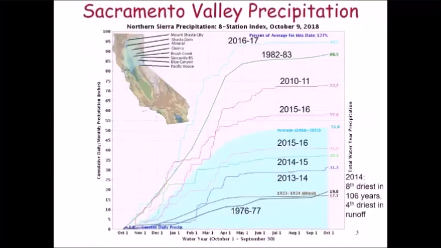This shows the water variability in California over time. Some of you will know this is the precipitation in the Sacramento Valley over the water year, accumulating from October 1st. And this shows the tremendous variability we have both seasonally and between years.